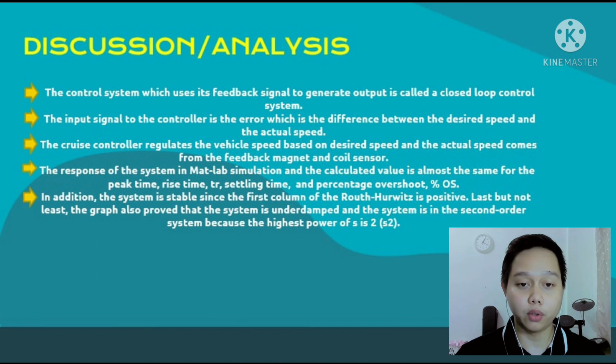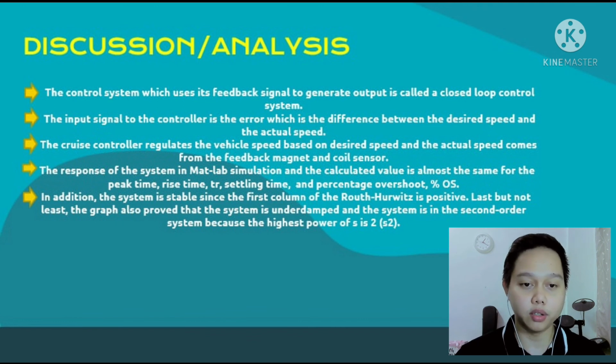In the automobile adaptive cruise control system, the input signal to the controller is the error, which is the difference between the desired speed and the actual speed. According to this error, the controller will produce a throttle control signal that adjusts the throttle angle. The opening range of the throttle changed by the controller will change the engine speed. The cruise controller regulates the vehicle's speed based on the desired speed, and the actual speed comes from the feedback magnet and coil sensor.